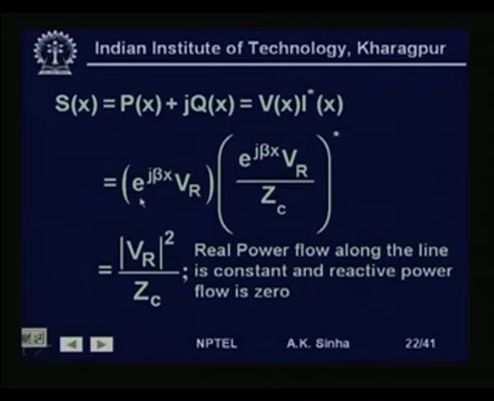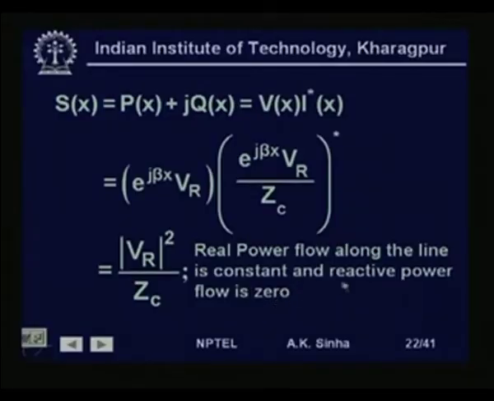Now, if we do this, we write Vx as e to the power jβx into Vr, and for Ix we write e to the power jβx into Vr by Zc, and we take the conjugate of that. Then, e to the power jβx will cancel out and we get the mod of Vr squared divided by Zc. That is, the real power flow along the line is constant. This is natural because there are no losses taking place in the line.